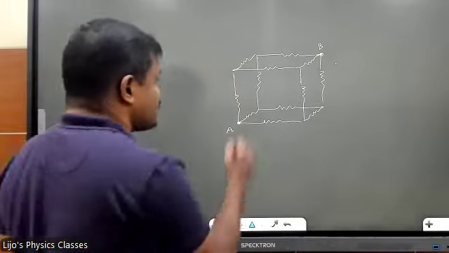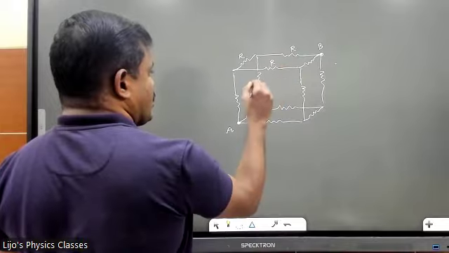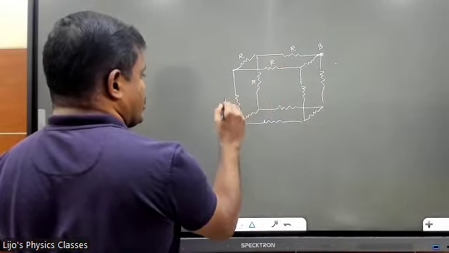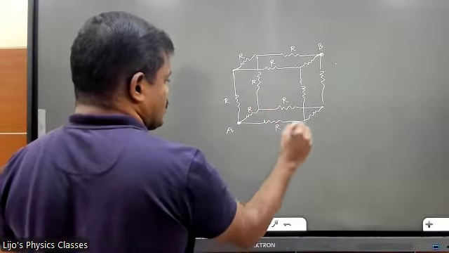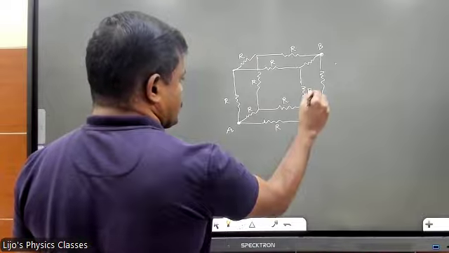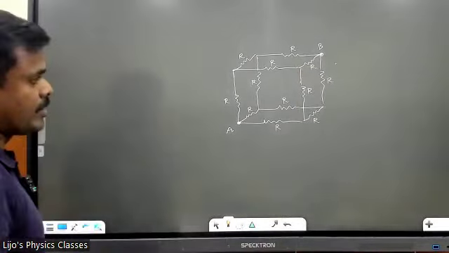Find the effective resistance between A and B. All resistors are identical. Altogether, there are how many resistors? 12 resistors, okay?